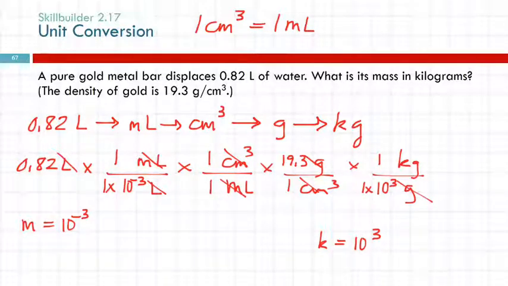Okay, get out your calculator. 0.82 divided by 1 EE negative 3 times 1 divided by 1 times 19.3 times 1 divided by 1 EE 3. And I screwed up on my calculator somewhere.